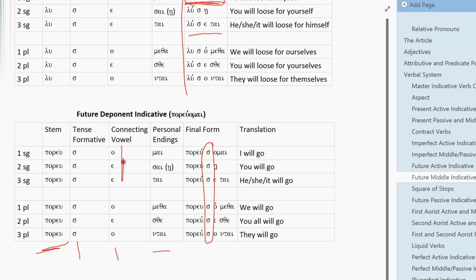Notice that the connecting vowel being omicron epsilon is very important, because later with the aorist, the first aorist active indicative will be sigma tense formative and alpha connecting vowel. So it's very important that you remember the future indicative uses the omicron epsilon connecting vowel, so you can distinguish it later from the aorist. So here, just I will go, you will go, she will go. Depending on the context, you might have some sort of progressive meaning. I will be going, she will be going, something like that.